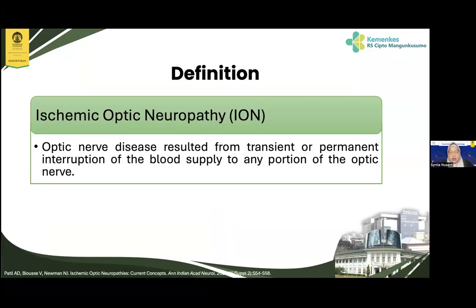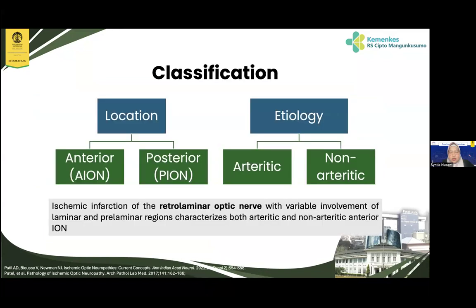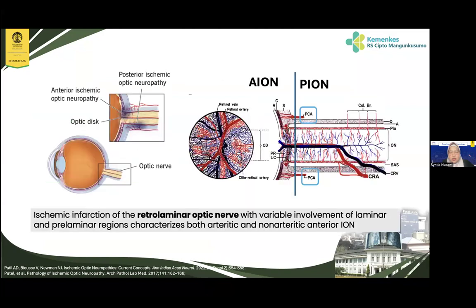So, by definition, ischemic optic neuropathy is an optic nerve disease resulting from transient or permanent interruption of the blood supply to any portion of the optic nerve. By classification, based on the location, it is divided into anterior and posterior. And from the etiology, it is divided into arteritic and non-arteritic. Ischemic infarction of the retrolaminar optic nerve with variable involvement of laminar and perilaminar regions characterizes both arteritic and non-arteritic anterior ischemic optic neuropathy.